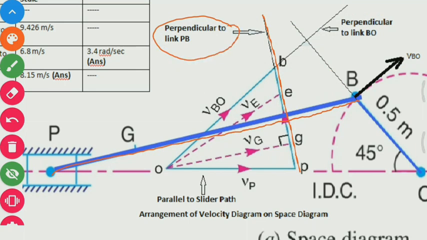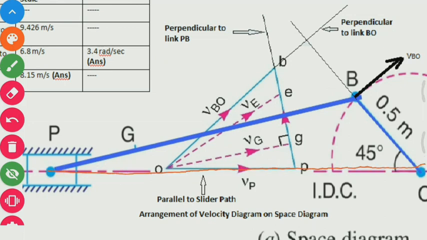Now this is the path of slider. PO is along line PO. We can draw the vector OP parallel to the path of slider and show the direction. So in this way we can arrange the velocity diagram on the space diagram itself.